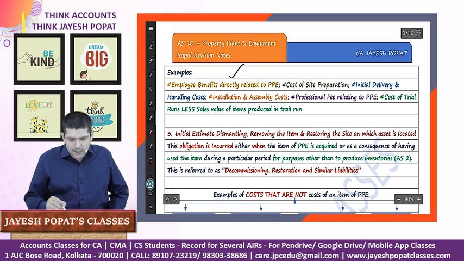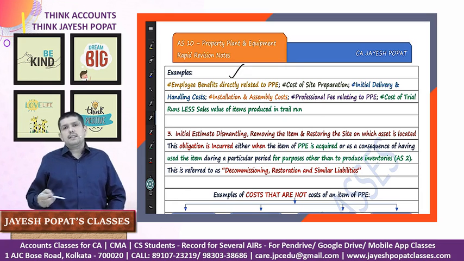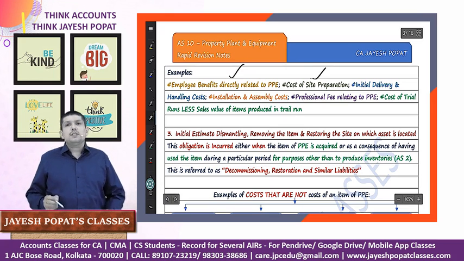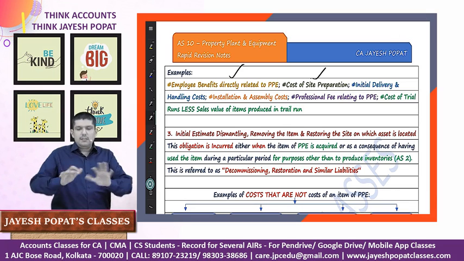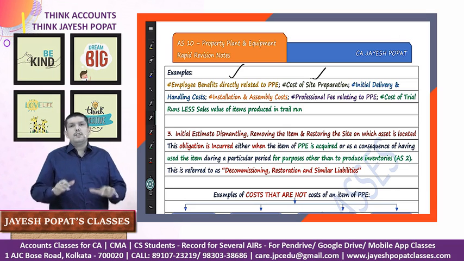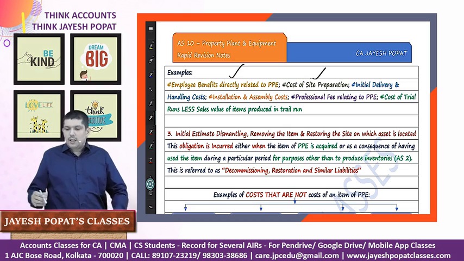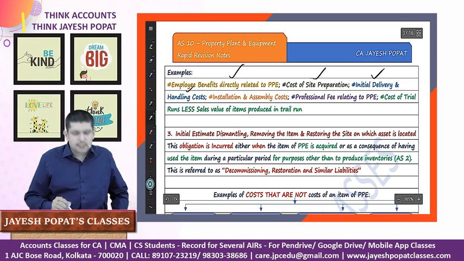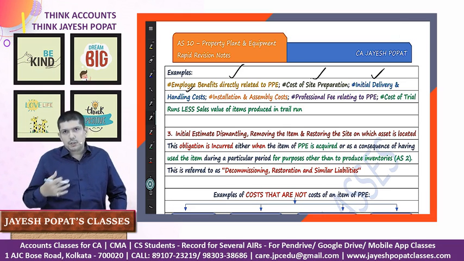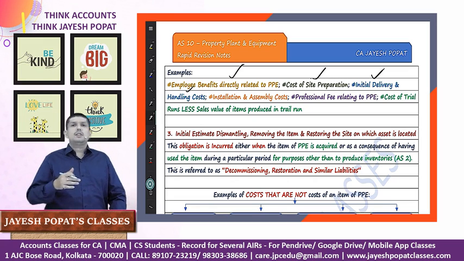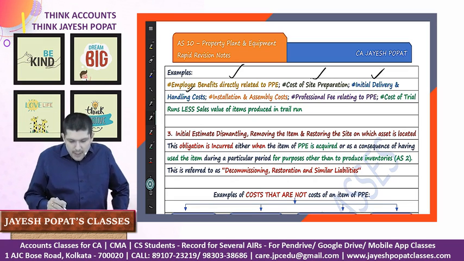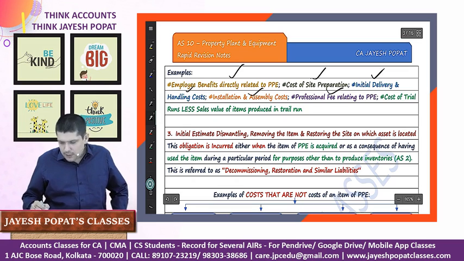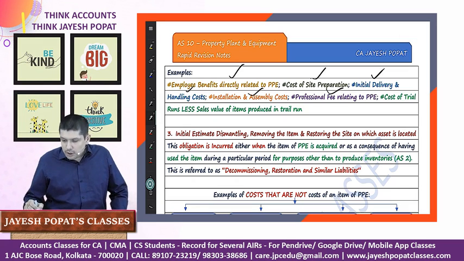These are employee benefit expenses, means salary expenses, etc., labor charges, etc., in relation to the PP. Cost of preparation of the site, maybe there's some machinery which needs to be put on a platform, etc. You need to prepare the site and then that can be installed. Initial delivery and handling charges, this is basically your transportation cost, insurance cost, loading, unloading cost in relation to the item of PP. Installation and assembly cost, professional fee in relation to PP, cost of trial run.